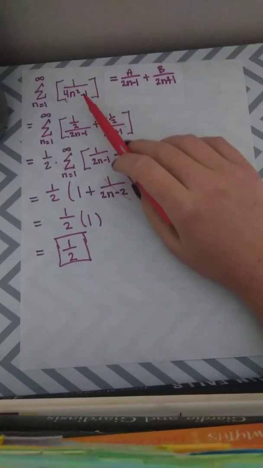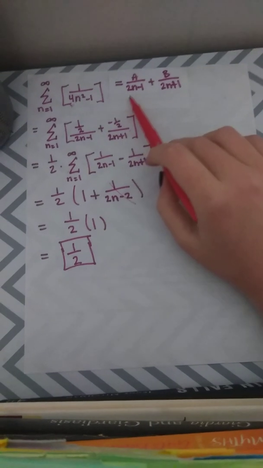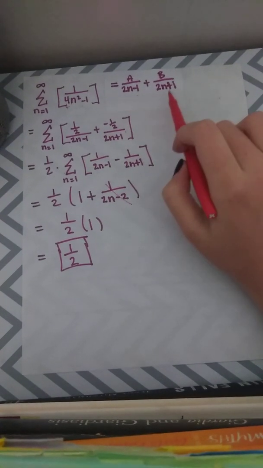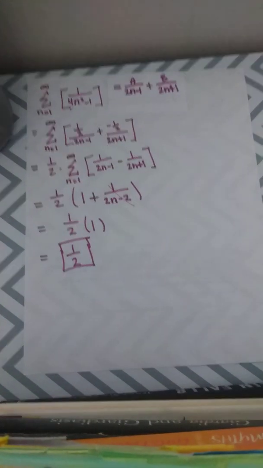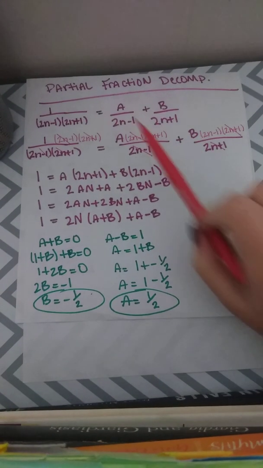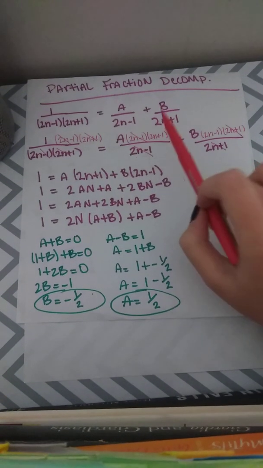I have 4n squared minus 1, and I recognize that can be factored into 2n minus 1 and 2n plus 1. Once I factor it, I split it up into two fractions. We call that decomposing. Now I use partial fraction decomposition to get our A and B, to find what is in our numerators.